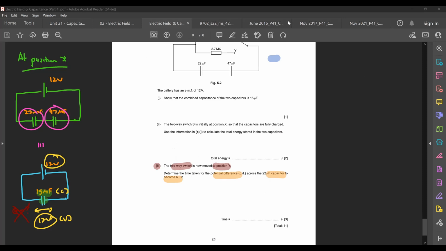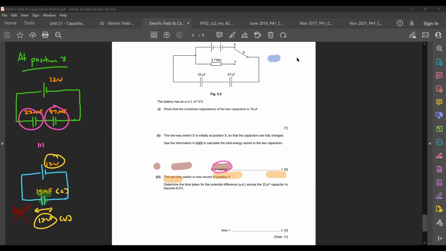So if you recall the diagram right now, they tell you that they are in position Y, meaning to say you are now here. You are considering this particular loop right over here. So you try to draw it out, you will see it's actually a discharge circuit. So this one is position Y. This is what you're having.